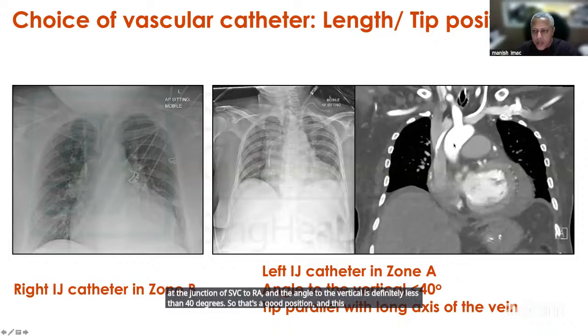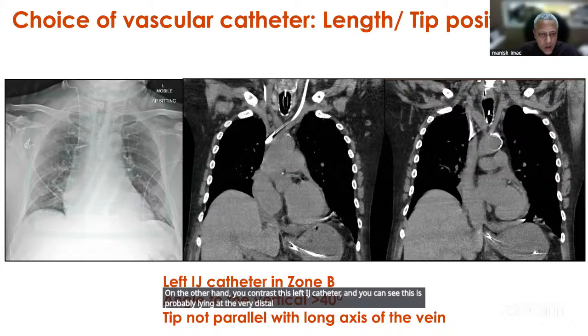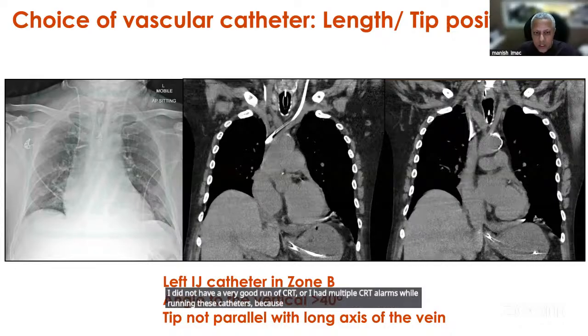And this is a corresponding scan that is showing you where the position of this catheter is. On the other hand, you contrast this left IJ catheter, and you can see this is probably lying at the very distal end of zone C or the very beginning of zone D, and it is almost perpendicular to the SVC, and you can see on the scans there. And this catheter, I would not be surprised if I did not have a very good run of CRRT or I had multiple CRRT alarms while running these catheters, because this position to me is obviously a suboptimal position of the catheter, right? So this probably should be looked into if you are having problems with your CRRT.